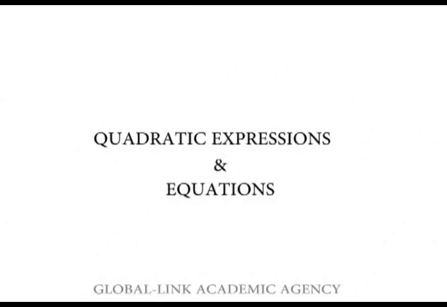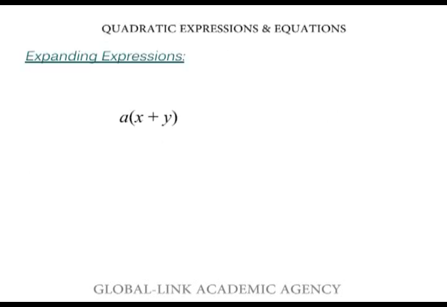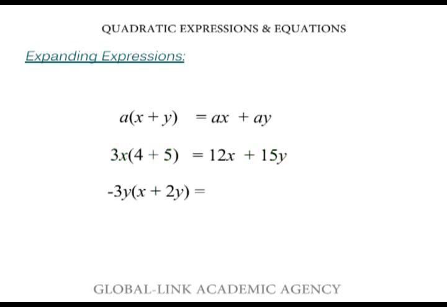Quadratic expressions and equations. We've learned how to expand expressions of the form a(x + y). Each item in the bracket is multiplied by the term outside. That is 3x(4 + 5) is equal to 12x + 15x. Minus 3y(x + 2y) is the same as minus 3xy minus 6y squared.